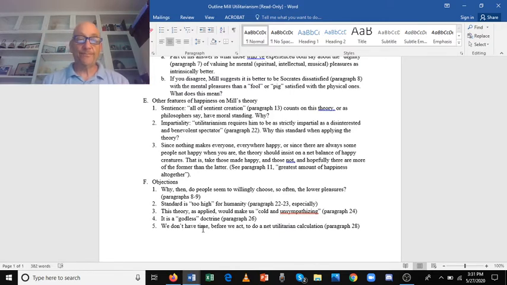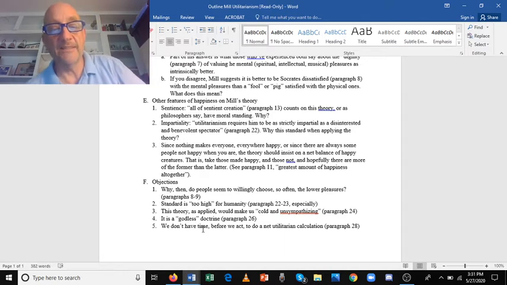Number 2, this is E2. Mill says in paragraph 22, what is the approach you're supposed to have when you're making a decision about promoting morality? Happiness or pleasure, right? Impartiality. And the relevant sentence here is, utilitarianism requires him or her to be as strictly impartial as a disinterested and benevolent spectator. Okay, now what does that mean?